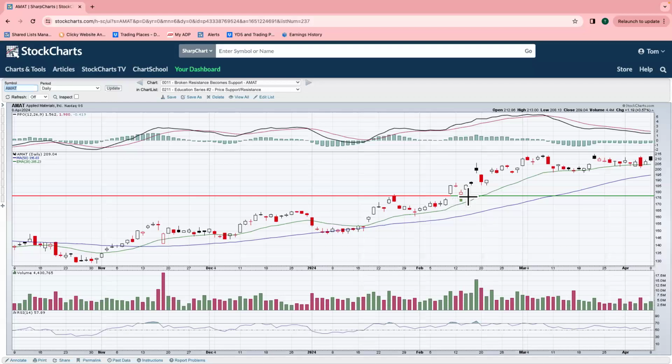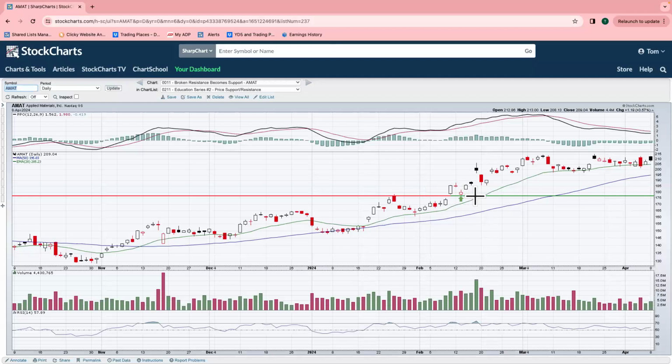Doesn't it make more sense that your reward to risk is so much stronger if you get in on a pullback to test support at 177? I mean, that makes a lot more sense to me. And as a trader, call me crazy, but I'd rather buy at 177 than 187.